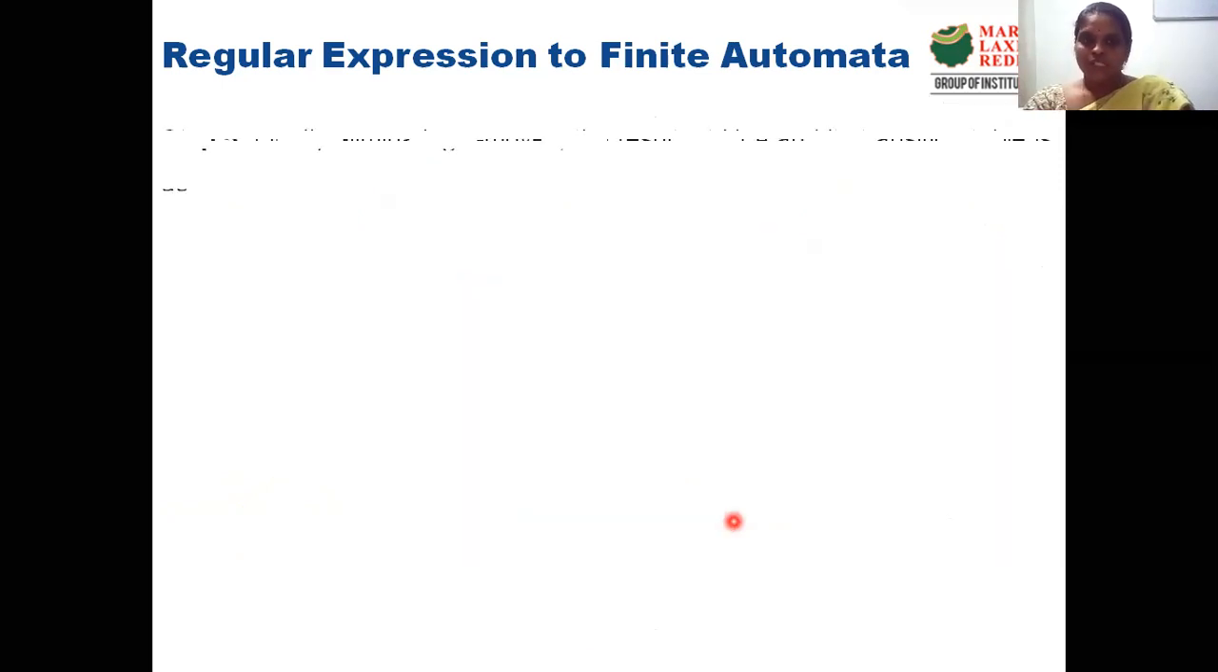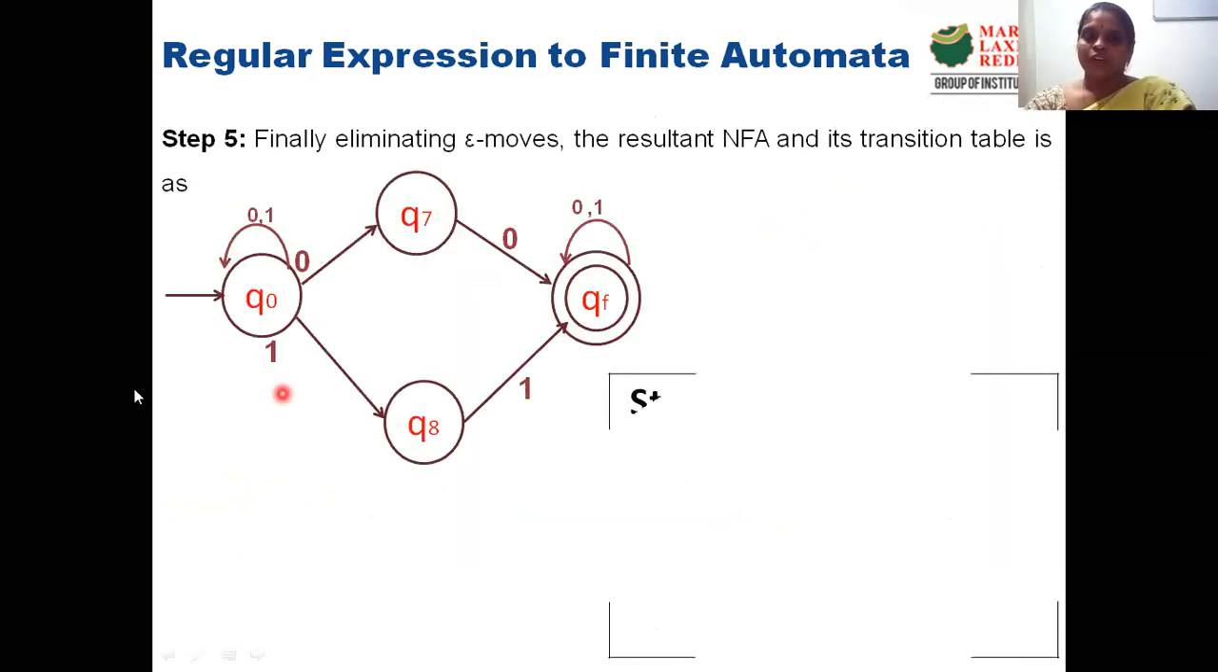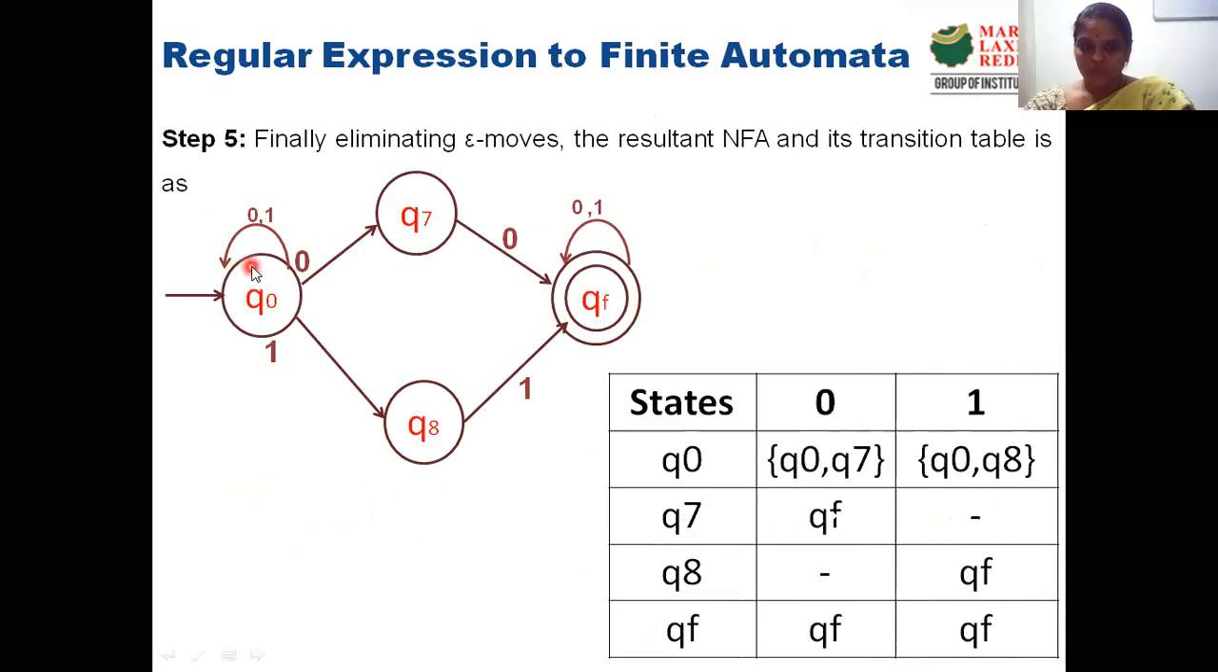So now what happens here? This becomes like Q naught on 0 comma 1, it resides in the same state, and Q naught on 0, it moves to Q7, and again from 0 it moves to QF, and Q naught on 1 it moves to Q8, and Q8 on 1 it moves to QF. Now let us have a look at the transition table here.